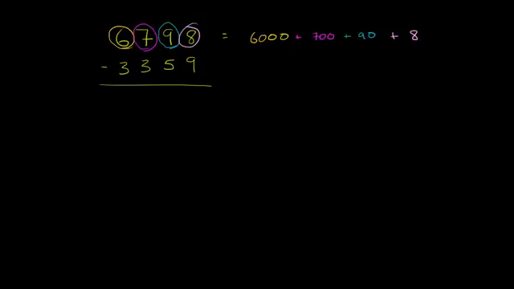So I could say this is going to be minus 3,000, minus 300, minus 50. A 5 in the tens place is just 50. Minus 9. So here we're just explicitly showing what those place values represent. A 6 in the thousands place is 6,000. A 3 in the hundreds place is 300.